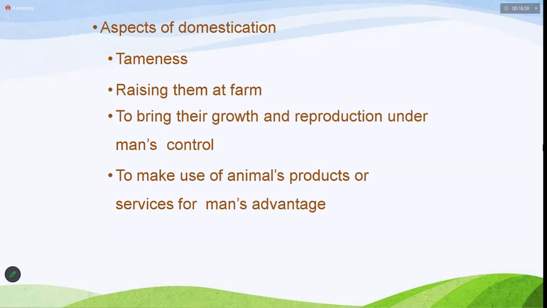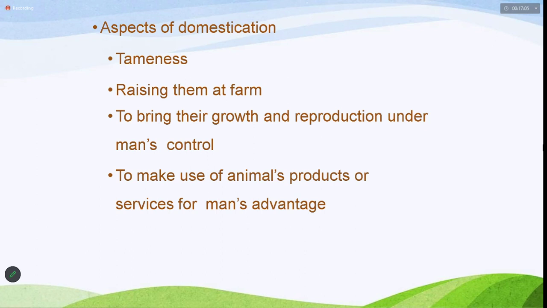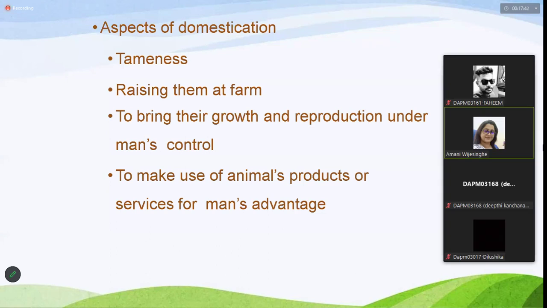One is tameness. Then raising them at a farm. Okay, it is easy to manage their behavior and their sickness, any disease management. And we know what they are eating, so we can address their nutrition. So we know how they get the nutrients in their milk and their meat. Because we give the feed ration, we can get the required nutrients in milk and meat, since we know what they eat, as they eat what we give.